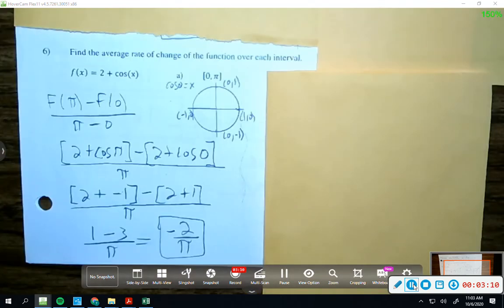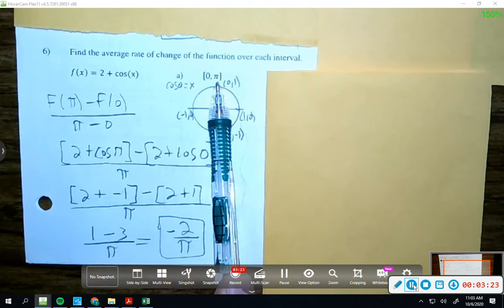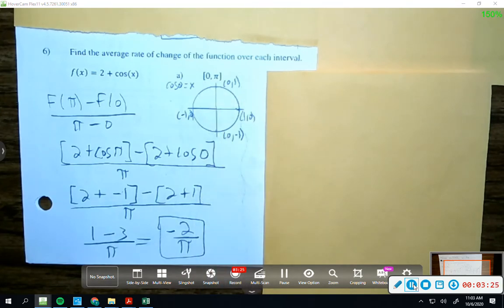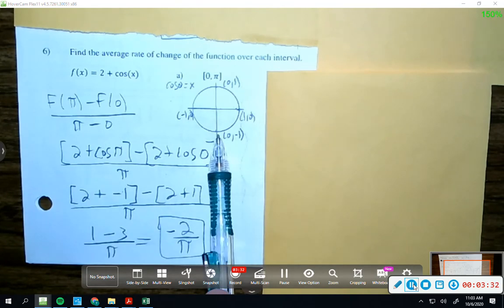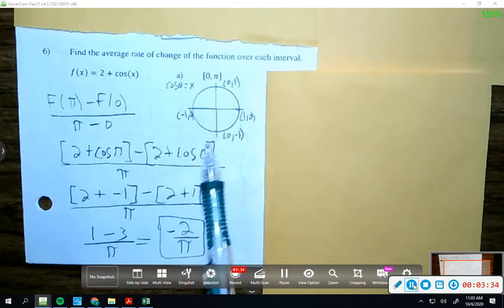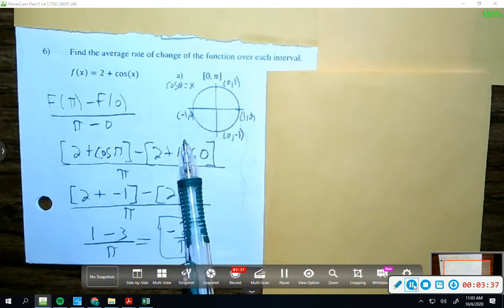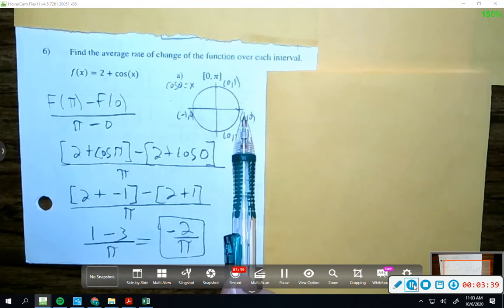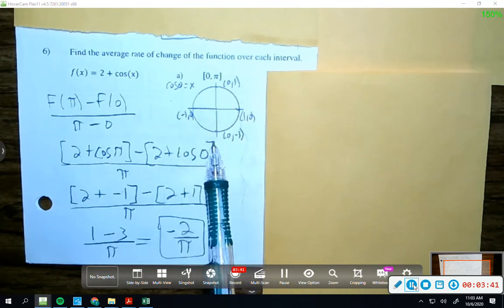Problem number 6 is also asking for the average rate of change. On this one, now we have a trig function. So we're just getting used to evaluating a variety of functions here. That's it. The interval, again, is given here. So b is pi and a is 0. So f at b minus f at a all over b minus a. What I did draw for you is the unit circle so that we remember that the cosine of a quadrantal angle equals the x-coordinate of the unit circle.